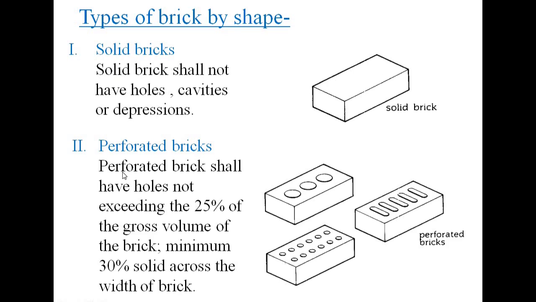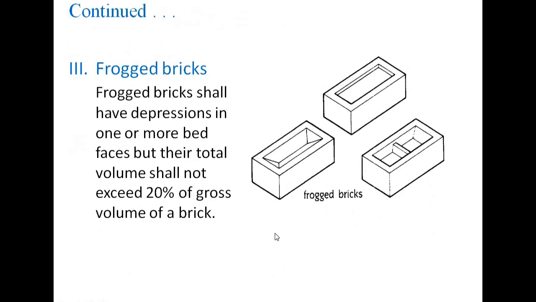Second is perforated bricks. Perforated bricks shall have holes not exceeding 25% of the gross volume of the brick, and minimum 30% solid across the width of the brick. Means some holes are provided in the bricks in different shapes and sizes. Those bricks are called perforated bricks, and the holes should not exceed 25% of the total gross volume of the brick.